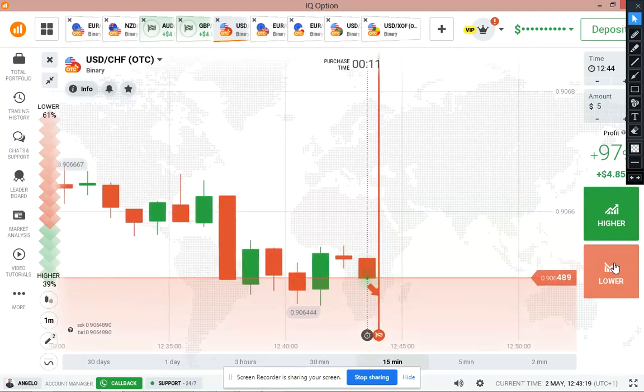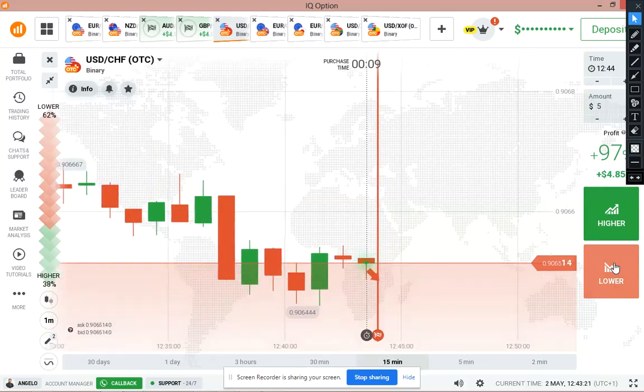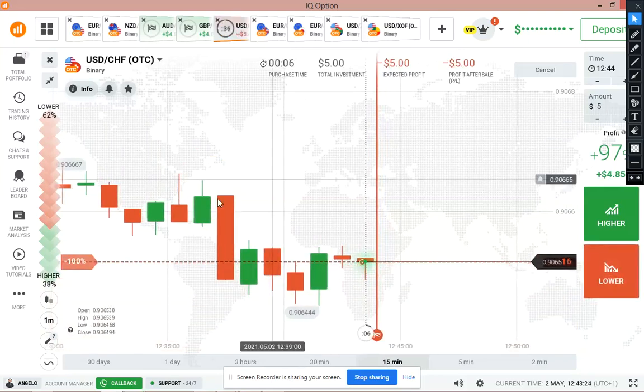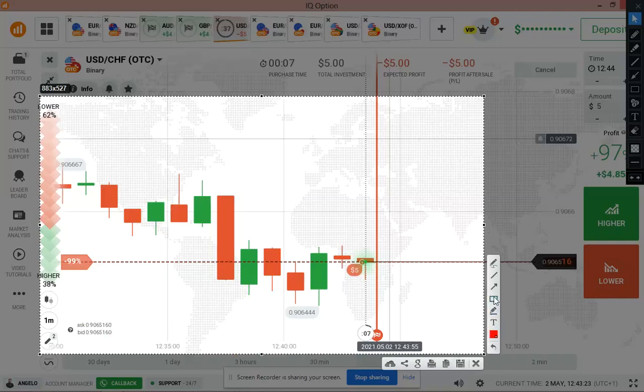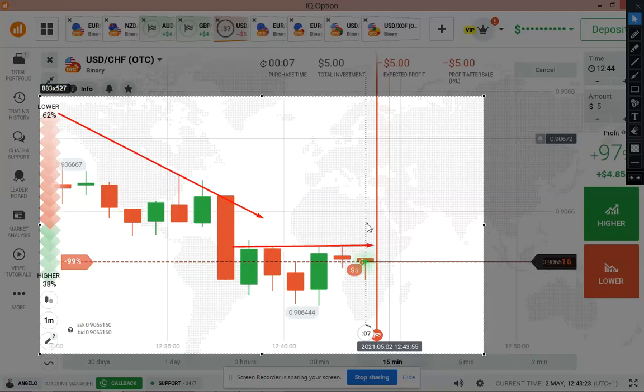I just need a better entry point. Okay. So I go with sellers here because we can see the trend is down. You can see the trend is down. Sellers enter from this level and we can see this reversal sign.